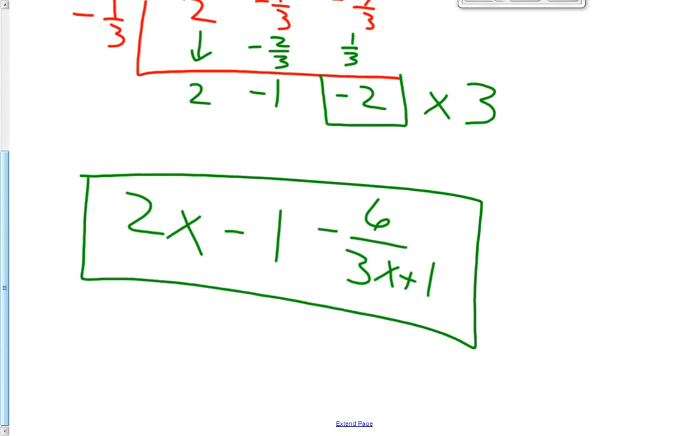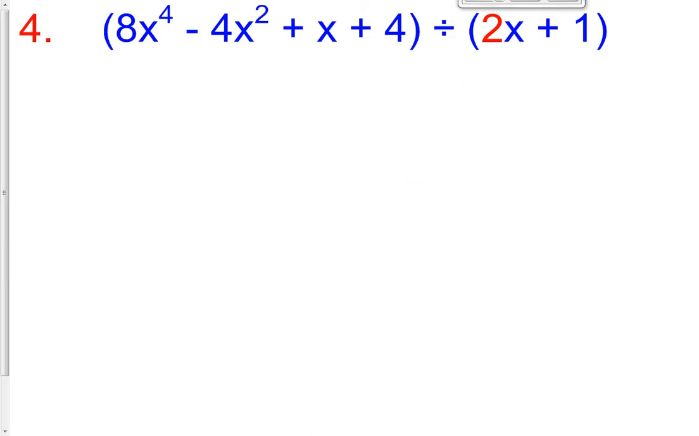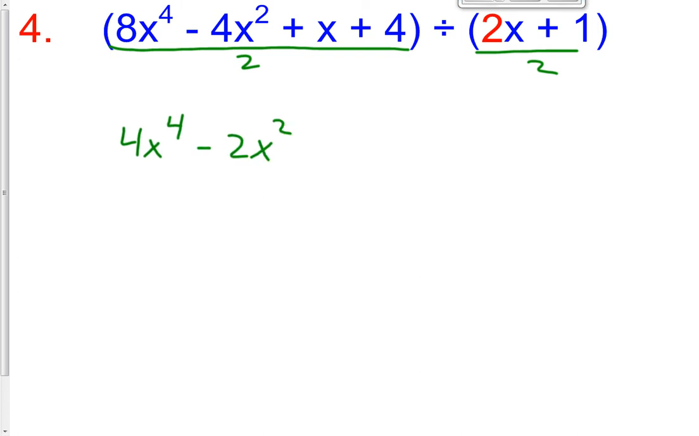So what I want you guys to do now is try problem number 4 all on your own. Be careful that you have placeholders if you don't have all of your terms in descending order. Put in a placeholder. So pause the video, try it on your own. You should have divided everything by 2 right away to get 4x to the 4th minus 2x squared plus 1/2 x plus 2 divided by x plus 1/2.